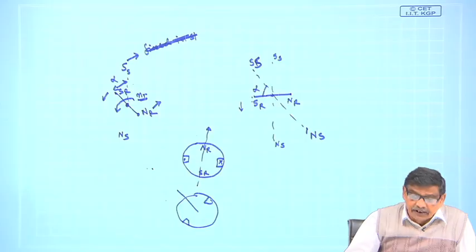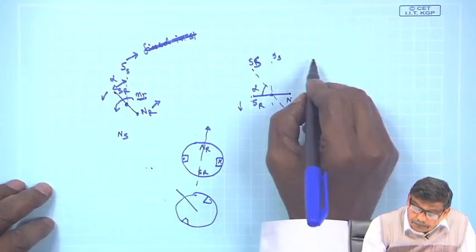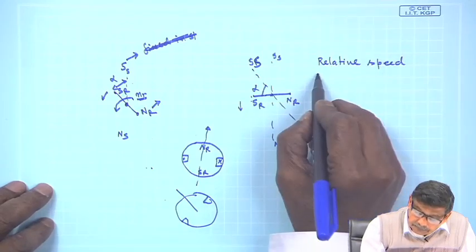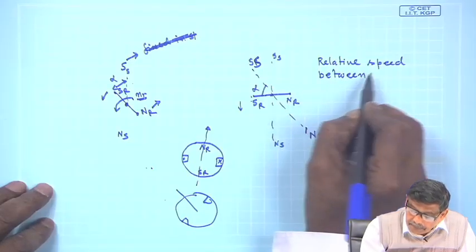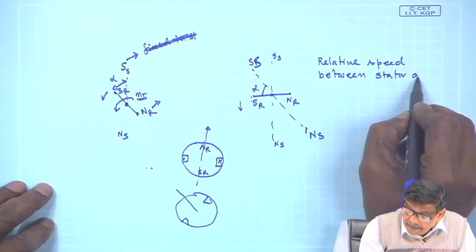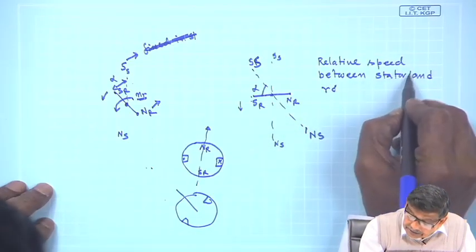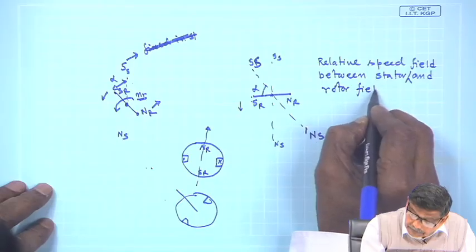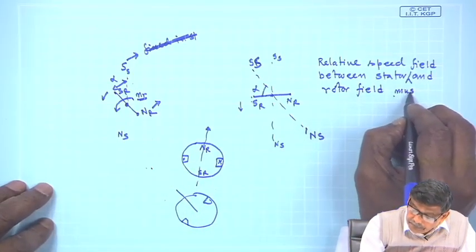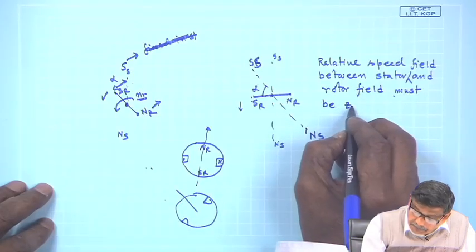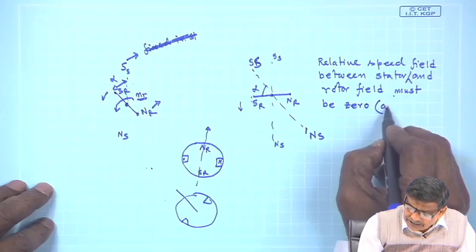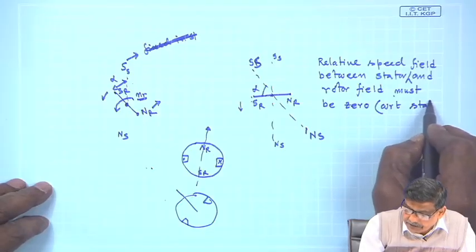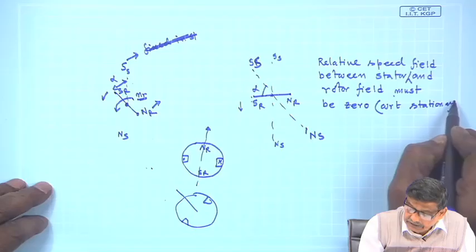Therefore, the first condition is the relative speed, you write down, relative speed between stator and rotor fields, between stator field and rotor field, must be 0, with respect to some observer, say a stationary observer. It could be any observer, with respect to a stationary observer.